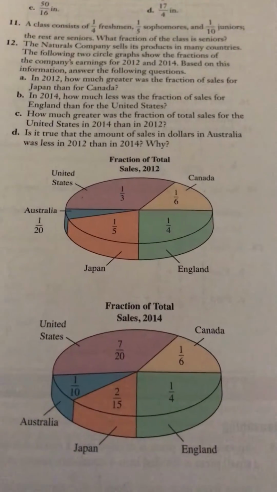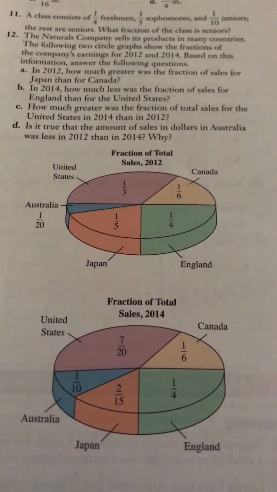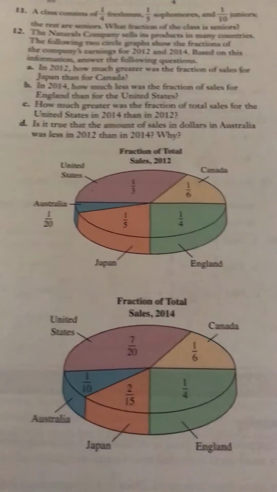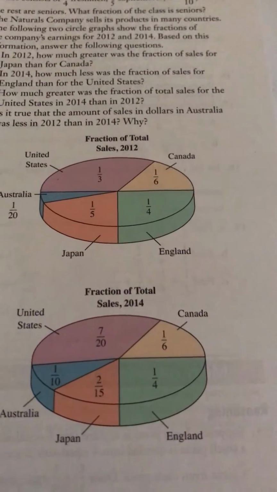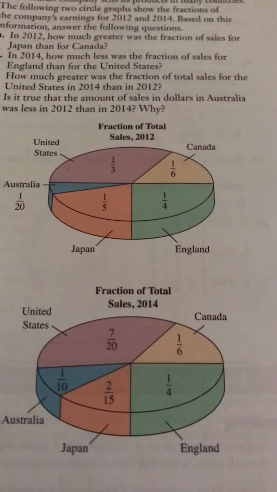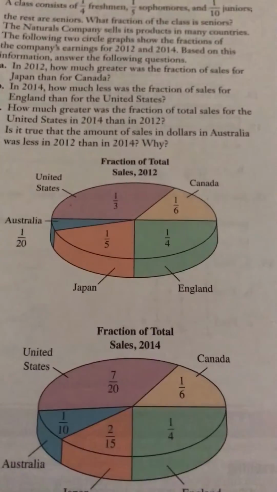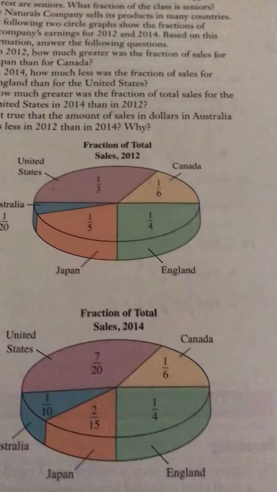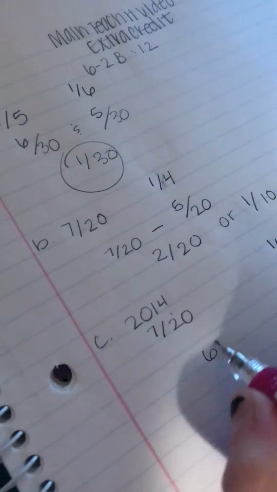For letter C, it says, how much greater was the fraction of total sales for the United States in 2014 than in 2012? So in 2014, we can see that the United States had 7/20. In 2012, they had 1/3. So we will need to find a common denominator once again, and that's going to be 60.